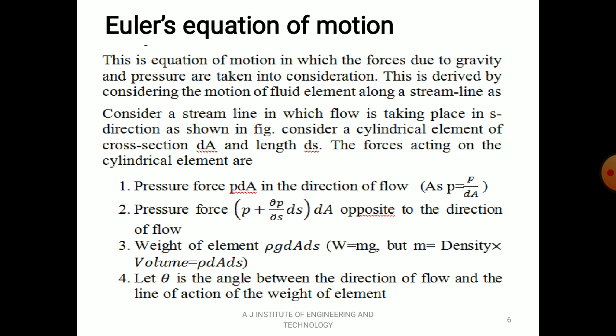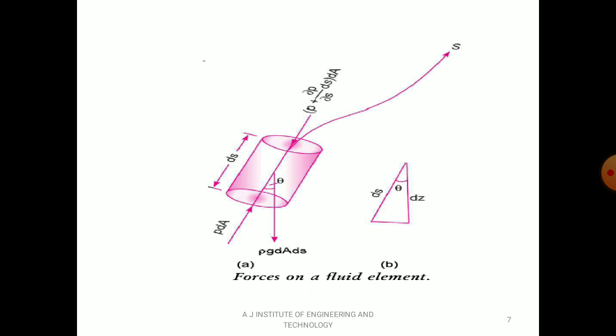Consider a streamline in which flow is taking place in the x direction, as shown in the figure. So fluid is flowing in some direction S. Consider a cylindrical element of cross section dA and length ds. So we can have a fluid element here. It's a small cylindrical element of cross section dA and length ds, as we can see there.